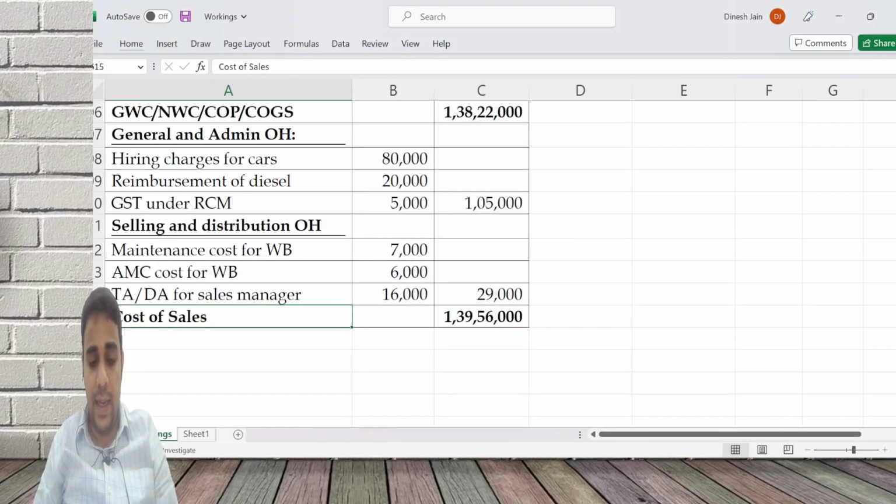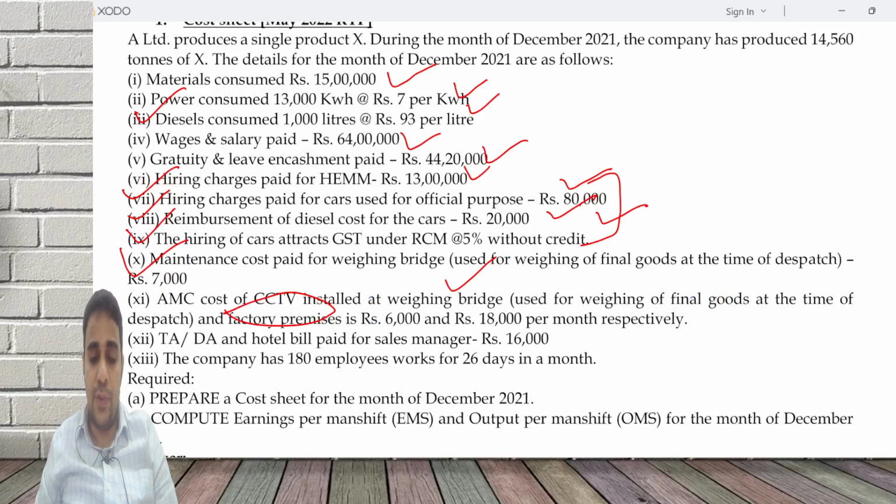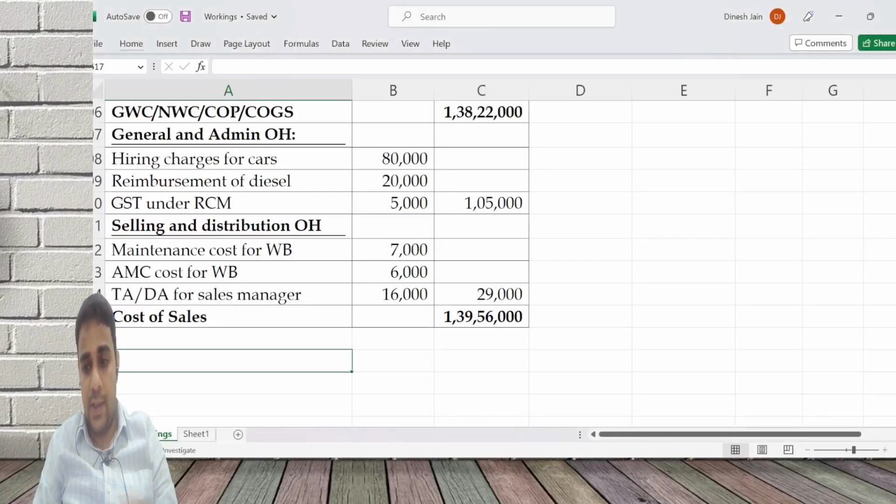1 crore 39 lakh 56,000 is the cost of sales. 139.56 is the cost of sales. We don't have information on the sales in this question. Apart from this, the question has asked for two things: earnings per man shift. First, I hope you are done till this. Any doubts till this?